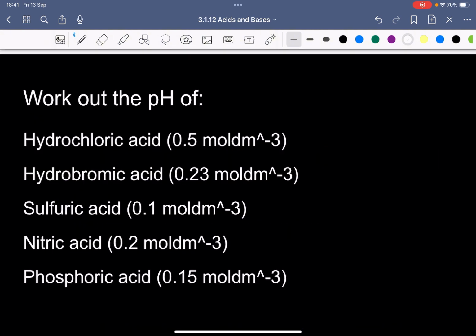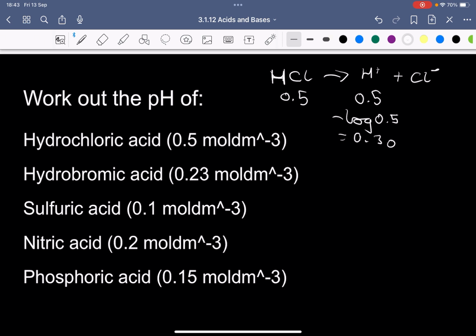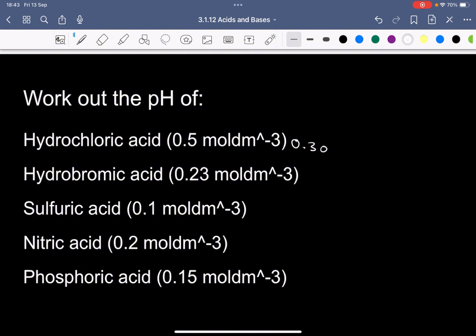Alright, I made some examples for us to try. I'm going to go through the first one. So initially we have hydrochloric acid, and we know that's going to dissociate to H plus and Cl minus. Alright, so initially our concentration of hydrochloric acid is 0.5 moles per decimeter cubed. And since it's a 1-to-1 ratio, our concentration of H plus is also going to be 0.5. And now we can just do minus log of H plus to get the pH. And we get 0.30. Okay, now have a go at the rest of them. Pause the video, try them, and play to see the answers.